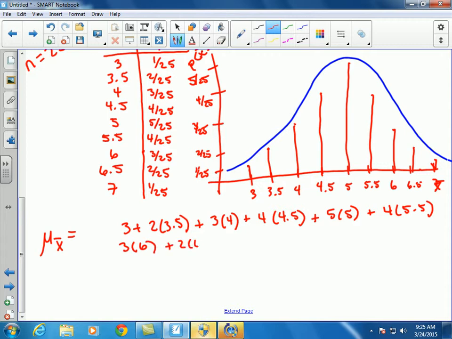There's 2 6.5s, and there is 1 7, just like there was 1 3 at the beginning. We can even write that there if we need to. Okay, so you're going to add all those up, and then you're going to divide by 25 because that's how many there are. And when you do that, the answer will be 5. So you can verify that by adding all those up.